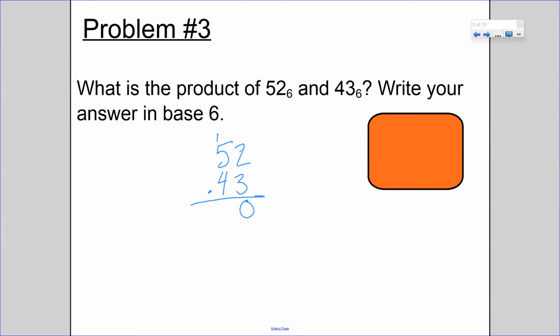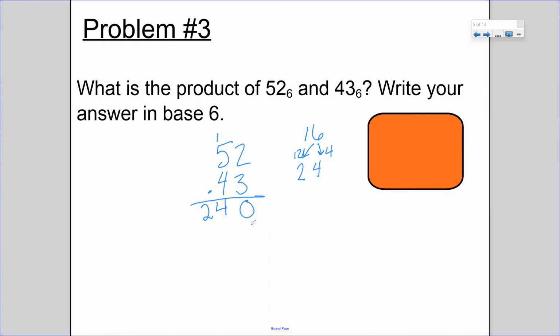3 times 5 is 15. Plus 1 gives us 16. Well, if we want to do 16 in base 6, we essentially could say that that's 2 groups of 6, which would be 12, plus an additional 4. So this would actually be the number 240.